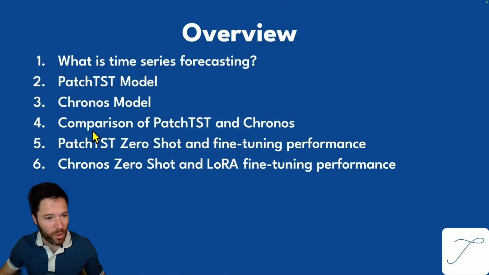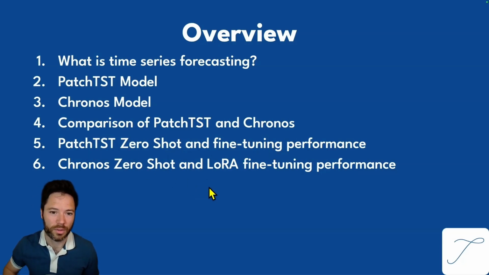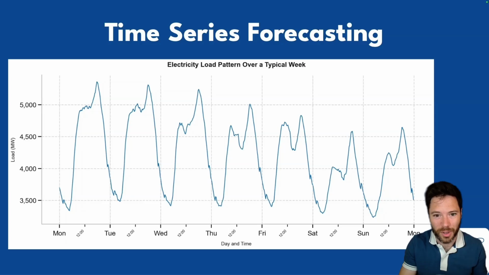In terms of video overview, I'll start off by briefly describing how time series forecasting works. Then I'll describe the PatchTST model and the Chronos model. I'll give a comparison of these two models and why you might want to use one or the other in different cases, before then giving a demo of how to forecast with PatchTST and how to do fine-tuning, and the same then for Chronos.